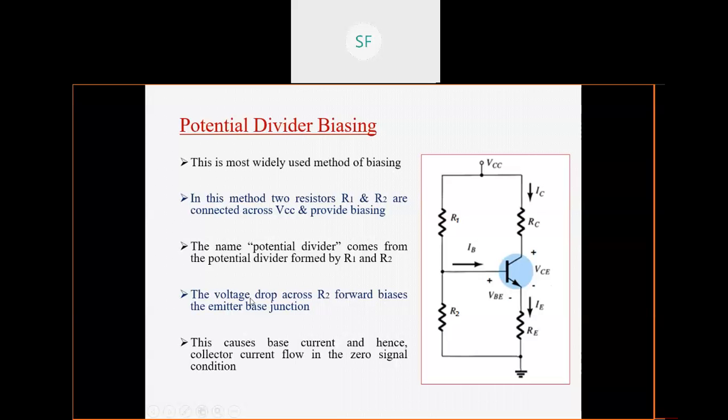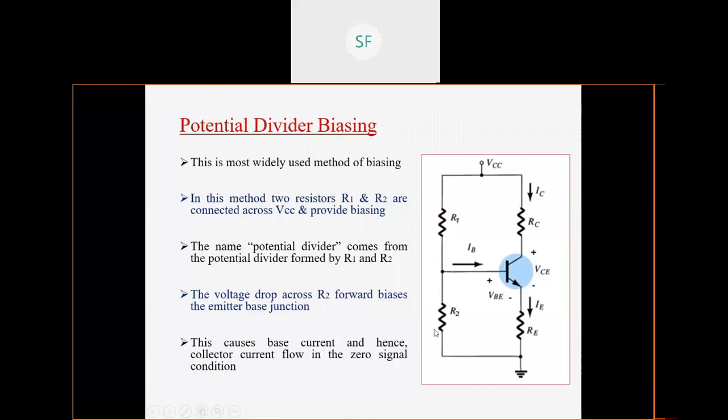So potential divider biasing, as we have seen in the last lecture, is the most widely used method of biasing. In this method, there are two resistors R1 and R2, and this arrangement of R1 and R2 is responsible for the division of the total potential VCC. Some portion of VCC is dropping across this resistor, and some is dropping across R2. So R1 and R2 together form a voltage divider arrangement, and that's why the biasing is called potential divider or voltage divider, one and the same.